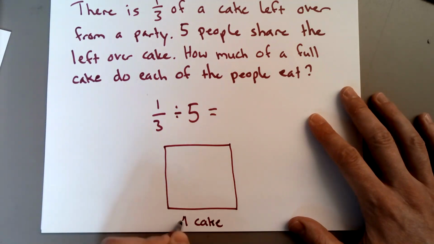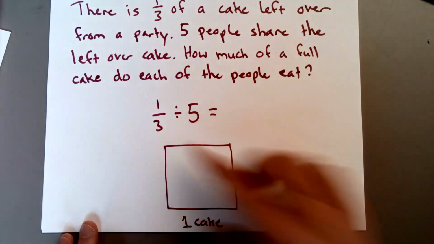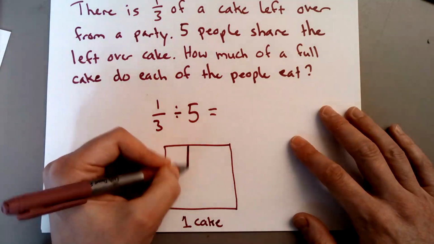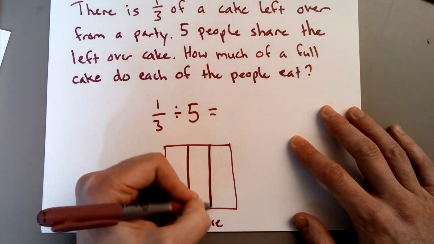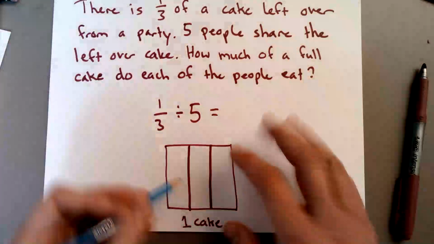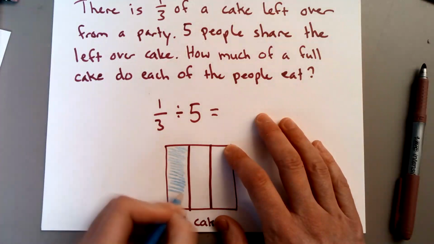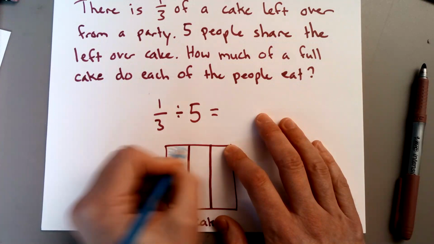In this case, the 1 whole cake. All right, but we only have 1/3 of that cake available that's left over. So I'm going to split the cake into thirds and shade in 1/3 of the cake. This is how much is left over.